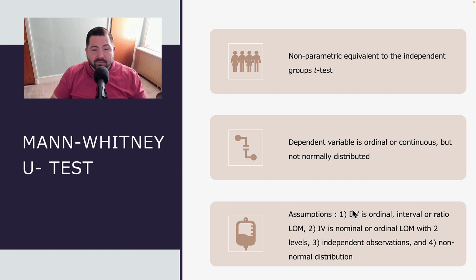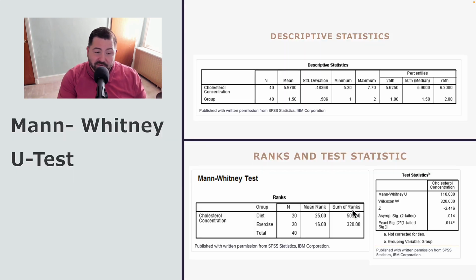And we assume that we have independent observations. So the people in one group are not the same people as those in the other group. That's consistent with the independent samples t-test. And we do not assume a normal distribution. So if those criteria are met, you can go ahead and use the Mann-Whitney U-test.